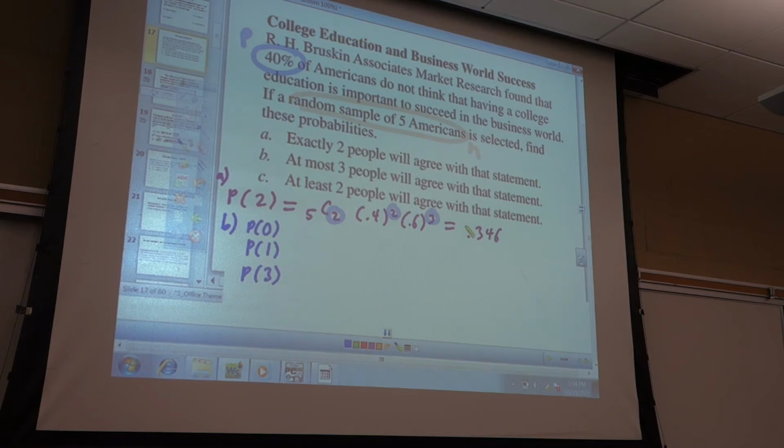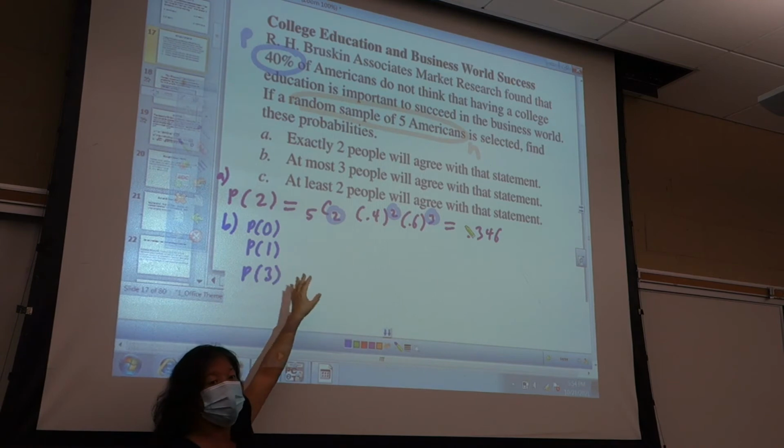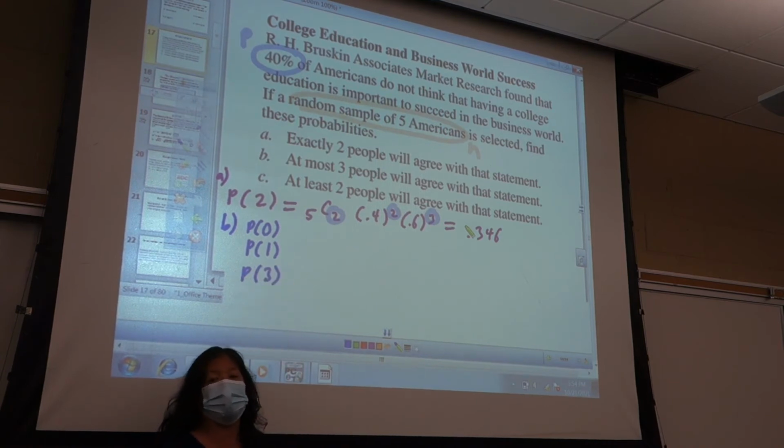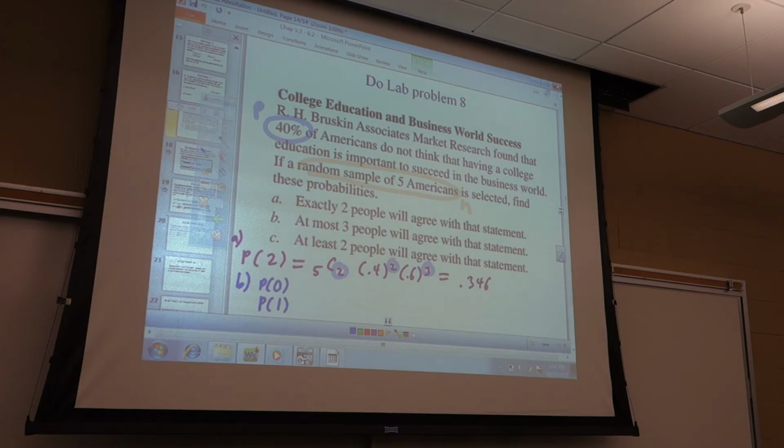The other hint I'm going to give you is for C. For C, you don't need to do any more of these. You have all the ones you need. You just need to do addition or subtraction to find C. That's my hint. All right, so we'll take a few minutes to work on that. All right, so let's take a look.